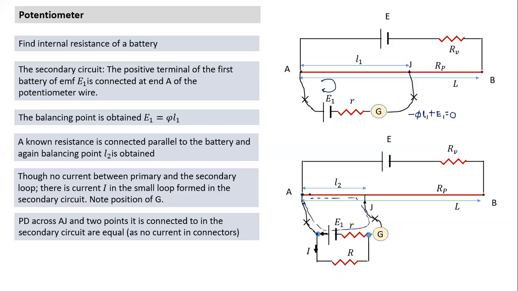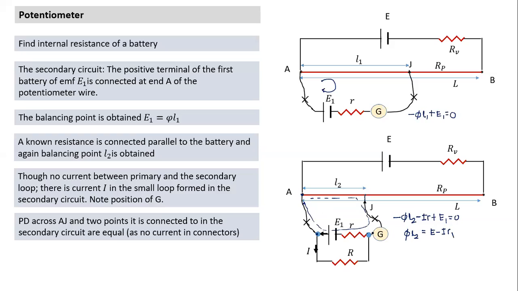How do we write it? As I go from A to J, there is a drop in potential. I write minus phi into L2. Then we come along this, no change in potential. But now the current is flowing, and I am moving along the direction of the current. So I write, if the current in the secondary loop is I, minus IR plus E1 is equal to 0. Let's try and understand what phi L2 indicates here. Phi L2 is this potential drop across the balancing length, which is equal to E minus IR1.